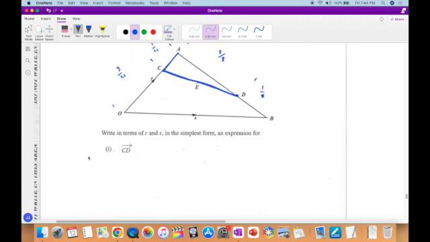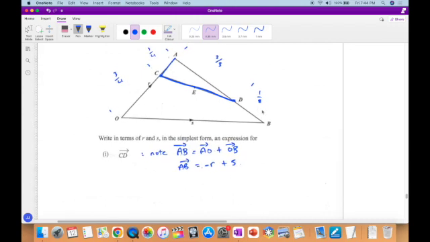Note A to B. If we want to drive from A to B, we drive from A to O plus O to B. And that would give us AB being minus R plus S. So now that we have AB, we could go ahead and use the route. Therefore CD, the route that we were driving, is from C to A plus A to D.